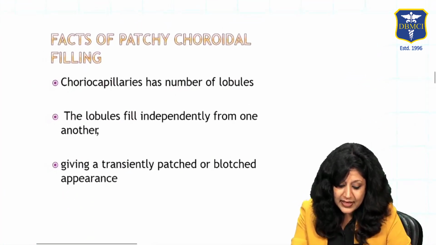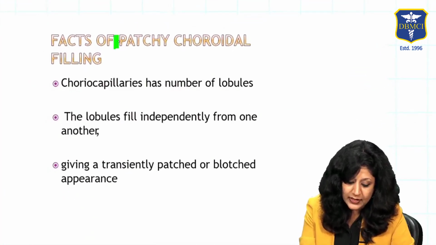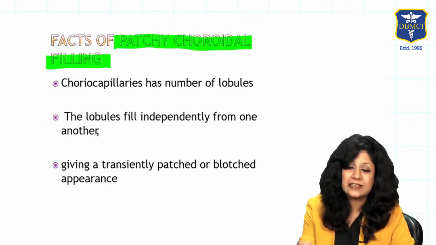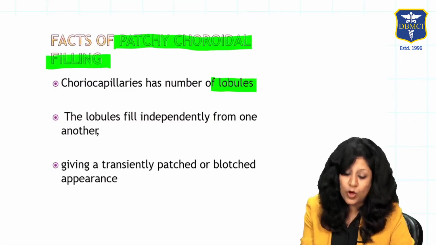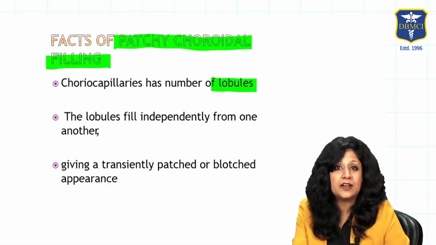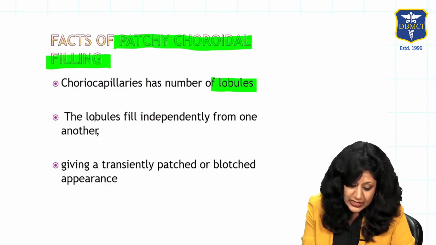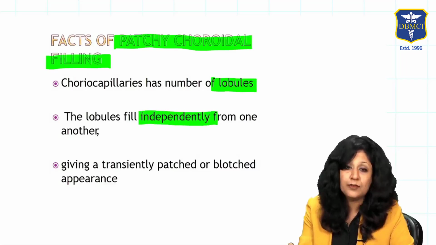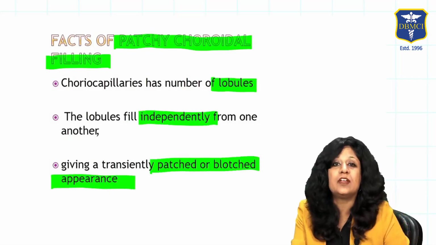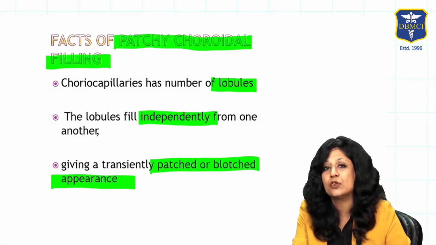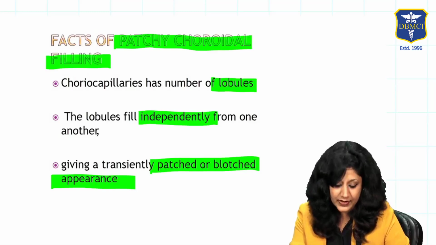Now, why are we getting patchy choroidal filling? Choroidal filling is actually patchy because of the number of lobules, because it has fenestrated lobules, right? These lobules are filling independently from one another. That is why we have a patchy or blotched appearance. Why are we getting a patchy or blotched appearance in the choroidal vessels? Because of these lobules, right?